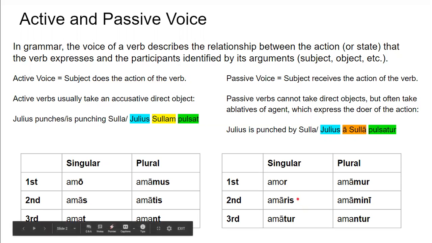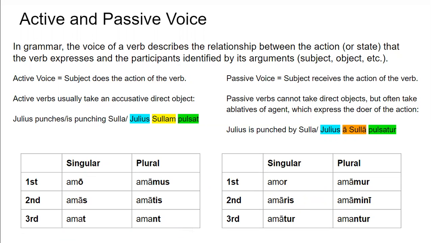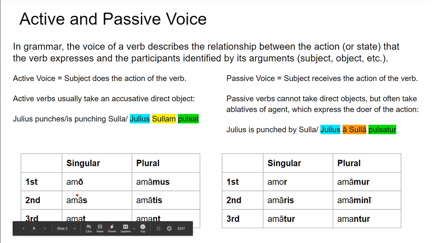And it's amor, amaris, amatur, amamur, amamini, amantur. And you can see from all of these that we have a verbal stem. And the verbal stem for the verb amo is ama. And we'll use this in all formation of verbs that are in what's called the present system. There's a different stem for the perfect system. So for example, amavi uses a different stem, the one that has that V infix in it. So let's go ahead and break down a little bit more.